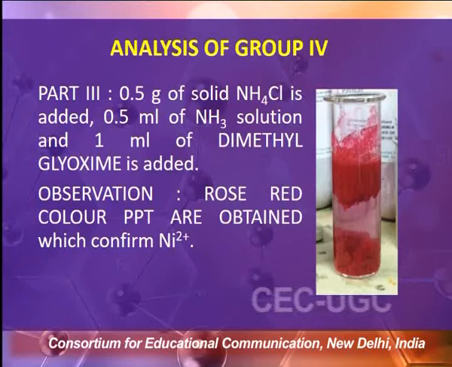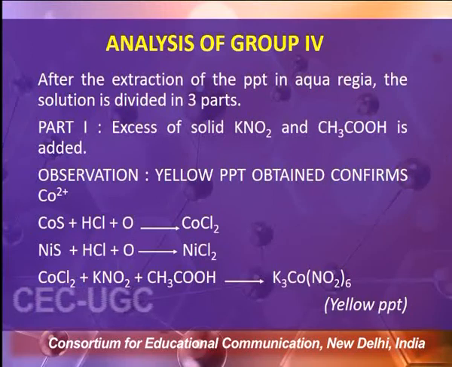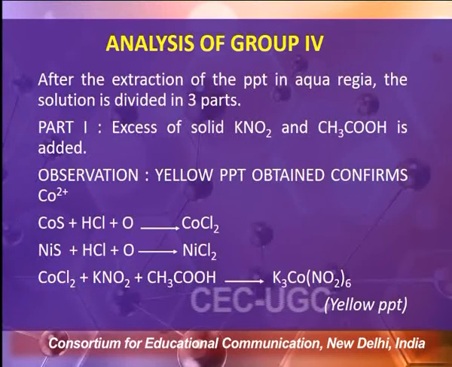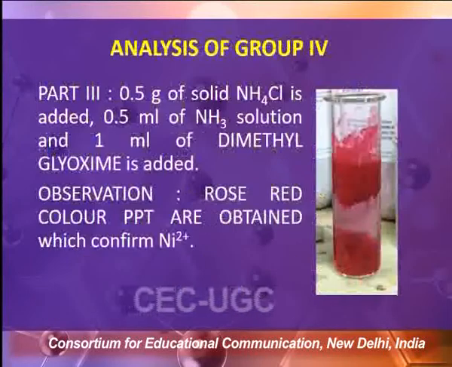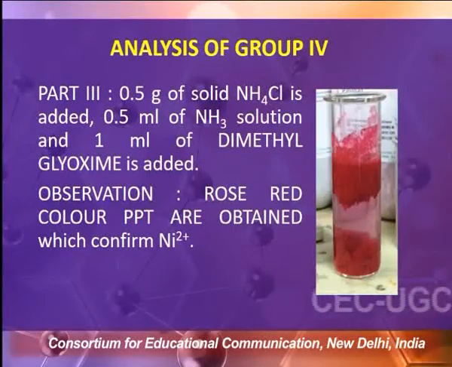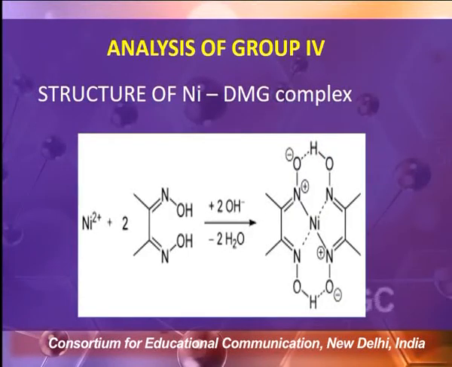So, we have performed two tests for the detection of cobalt ions, wherein the first one involved the addition of potassium nitrite. The second one was with amyl alcohol. These two tests confirm the presence of cobalt ion in the mixture, and the third test confirms the presence of nickel ions in the mixture, wherein a nickel DMG complex is formed as follows. This is the structure of the nickel DMG complex and the reaction which shows how nickel reacts with dimethyl glyoxime to form the complex, which is observed as a red precipitate.